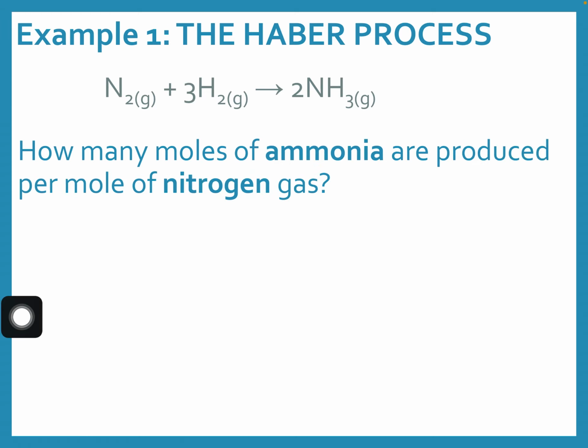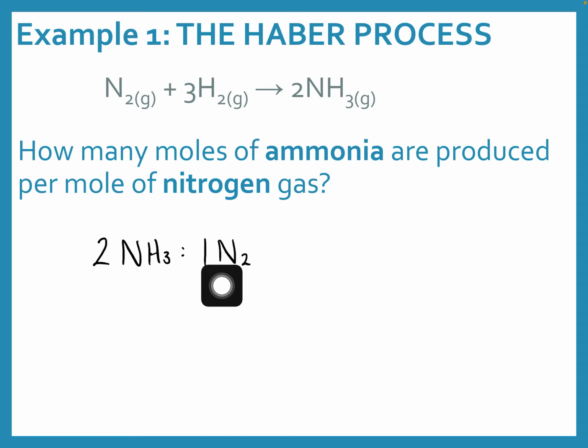How many moles of ammonia are produced per mole of nitrogen? I have 2 ammonia per 1 nitrogen in my balanced equation, and I'm asked per mole, so I already have 1 mole of nitrogen. So for every mole of nitrogen, 2 moles of ammonia are produced. These are nice and simple because I'm being asked per mole of nitrogen, and I have 1 mole of nitrogen in my balanced equation.